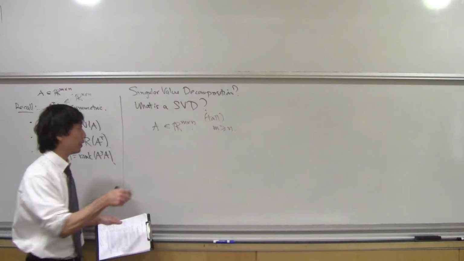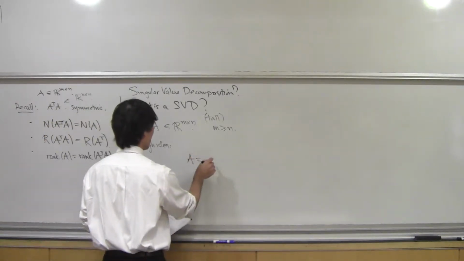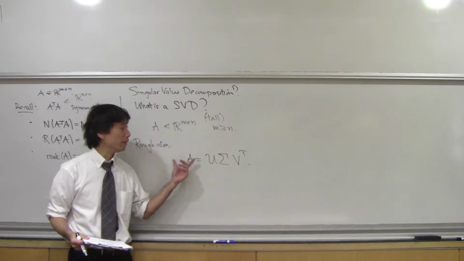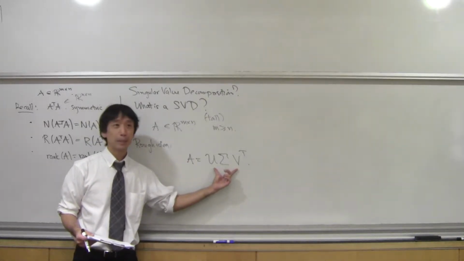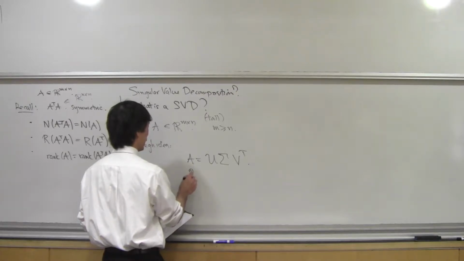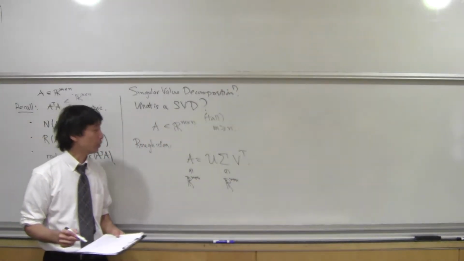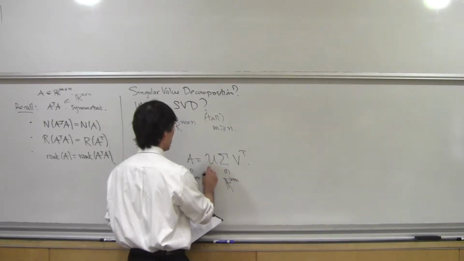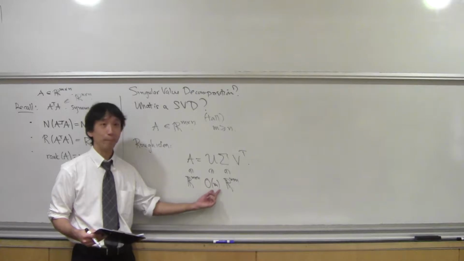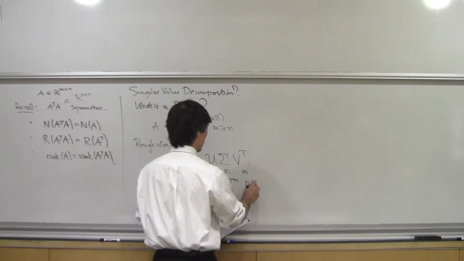So let me just give you a rough idea first, and then I'll give you the actual definition, because it's not going to be too far away from the actual definition. Singular value decomposition is a way of expressing your matrix as something like this, where this guy in the middle is m by n, and these guys on the side are orthogonal matrices. So an orthogonal m by m matrix on the left, and on the right an orthogonal n by n matrix.